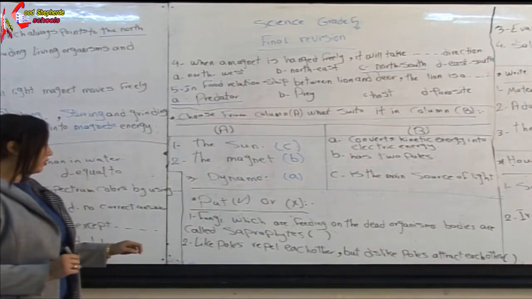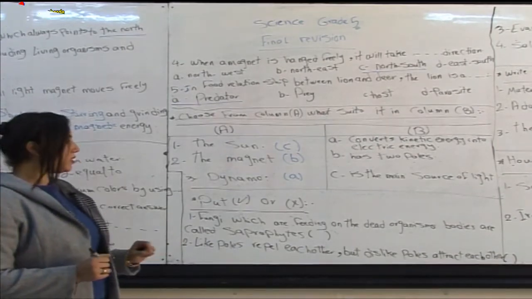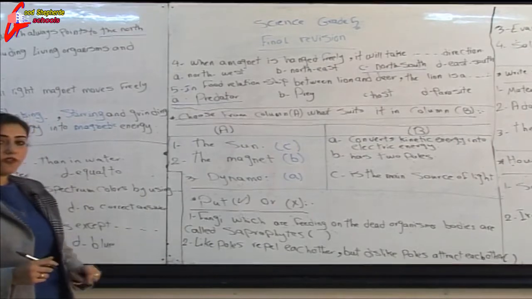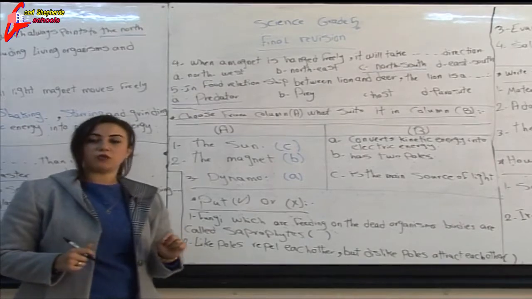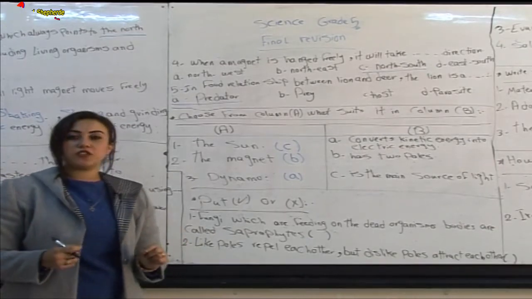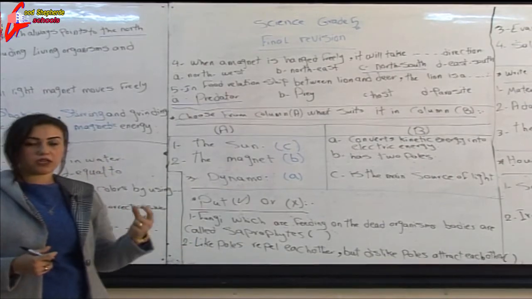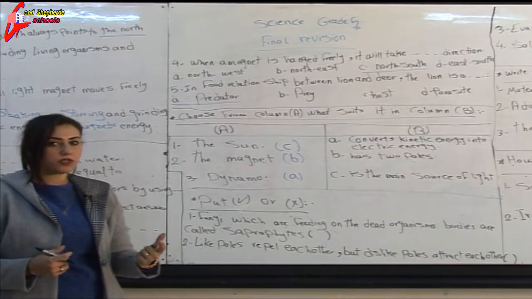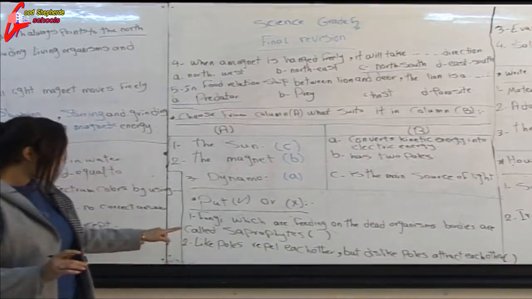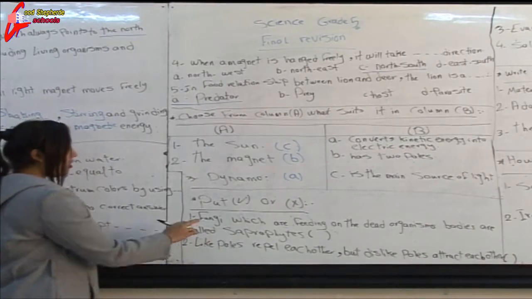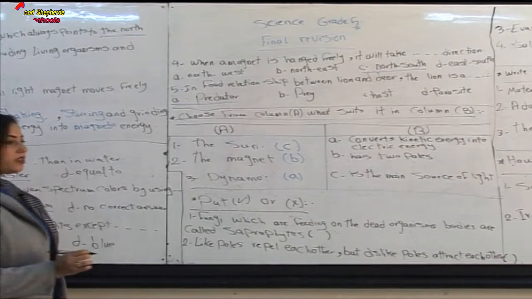Put right or wrong. Number 1, fungi which are feeding on dead organism bodies are called saprophytes. Do you remember saprophytism is considered a type of food relationship? The definition of saprophytism is a food relationship in which saprophytes, fungi or decomposers, feed on dead bodies or food remains. So this answer is right.